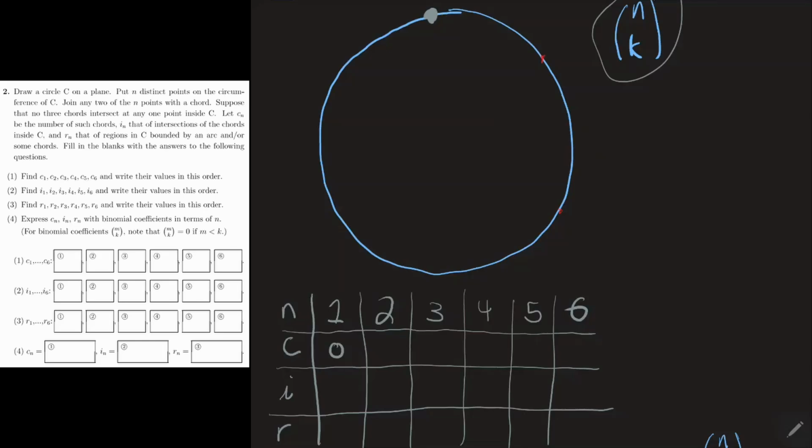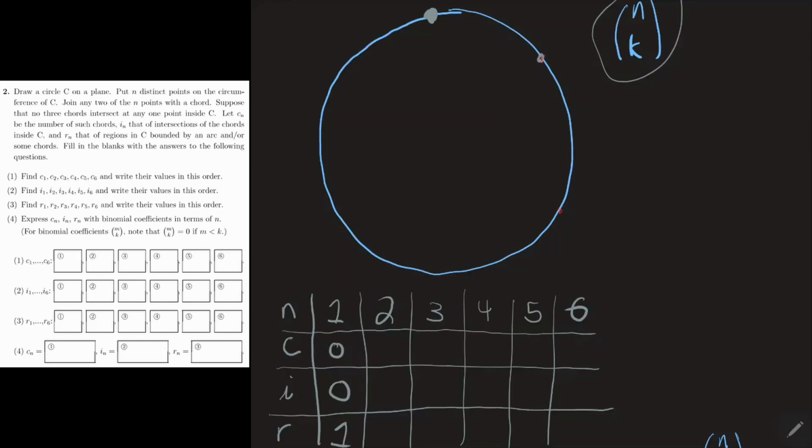The number of intersections is also 0, since of course, in order to even have an intersection, you need at least 2 chords for those chords to intersect each other. So I is 0. And then the number of regions is 1. It says the regions can be bounded by an arc and or chords. So the entire circle is technically one large arc, which means it is one large region. So we have one region when we only have 1 point.